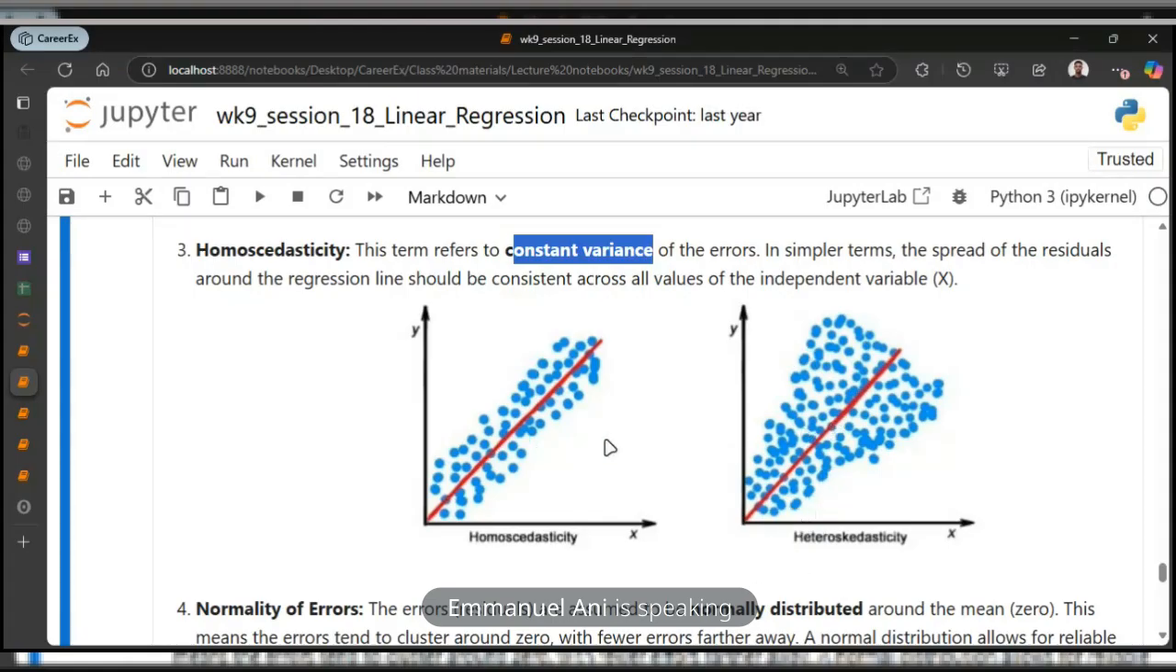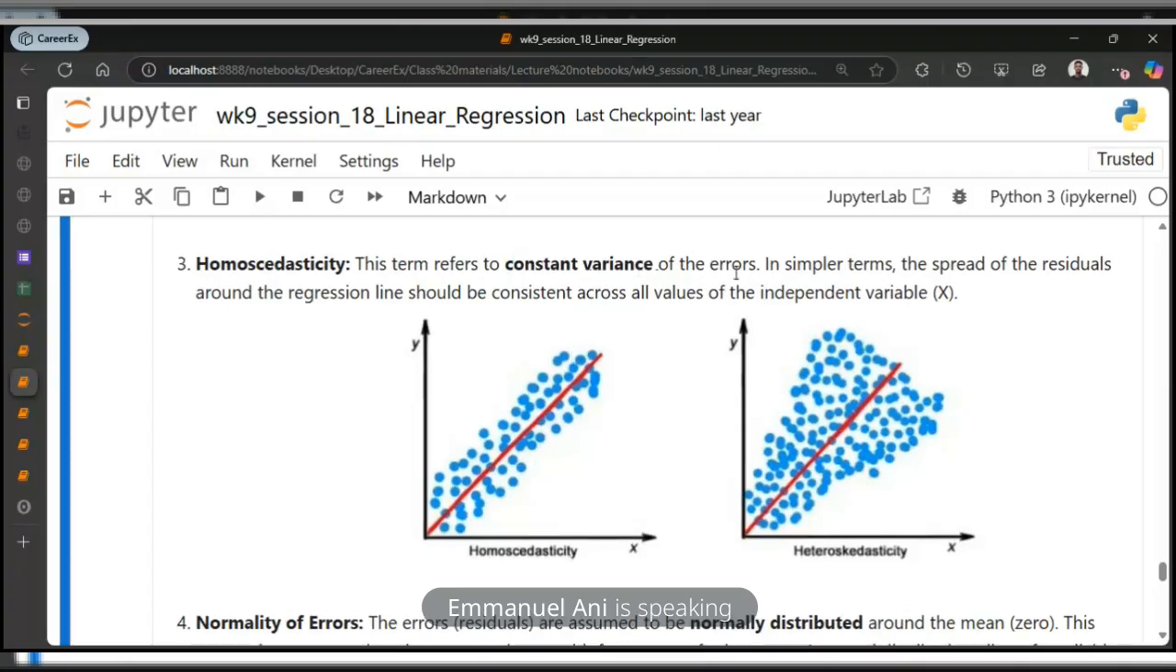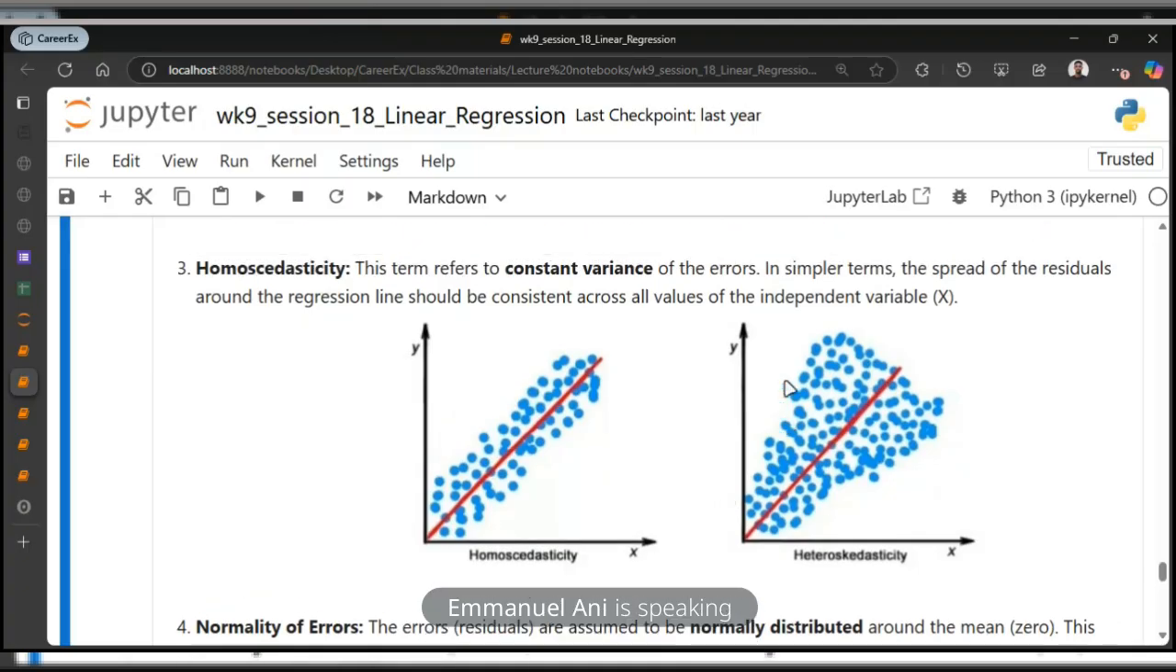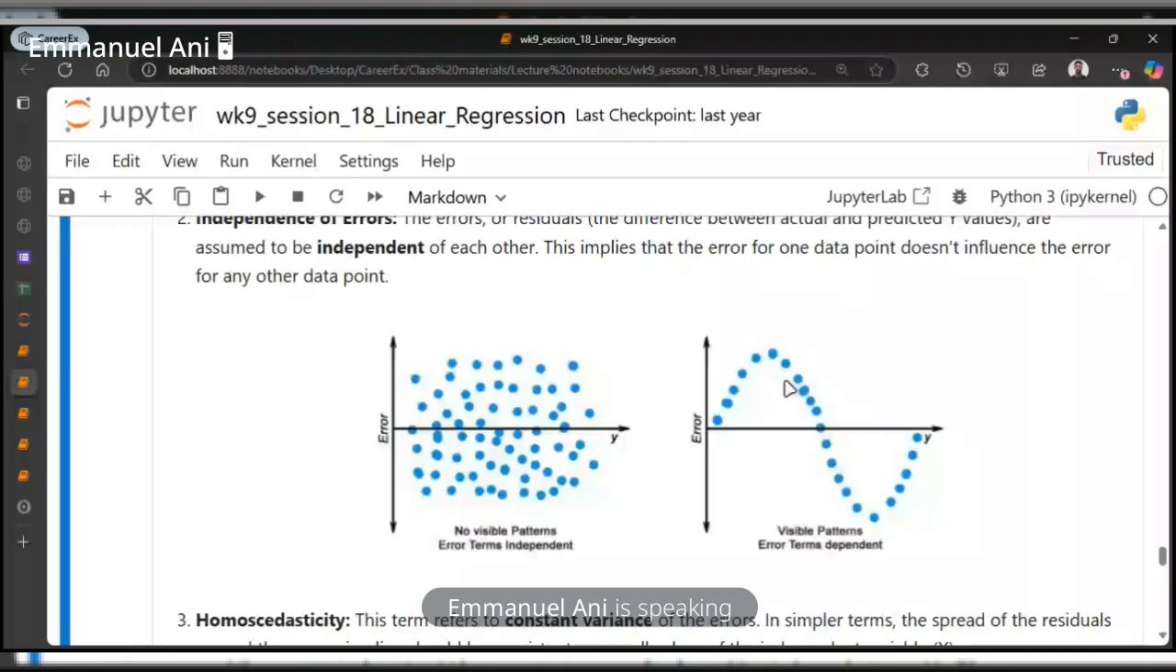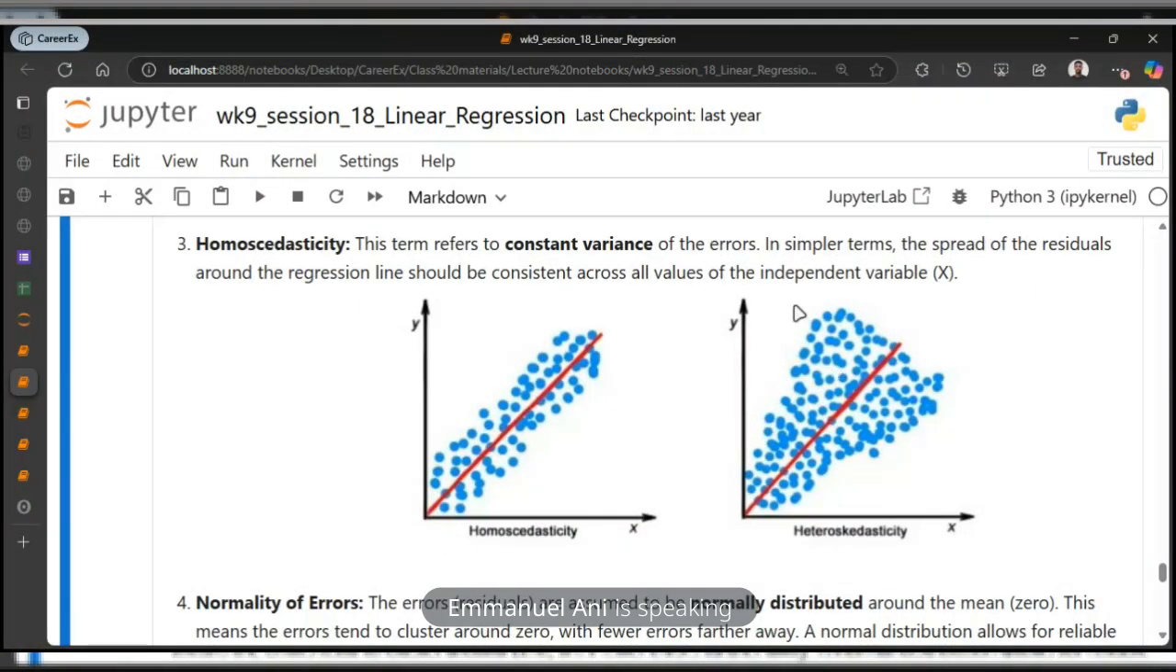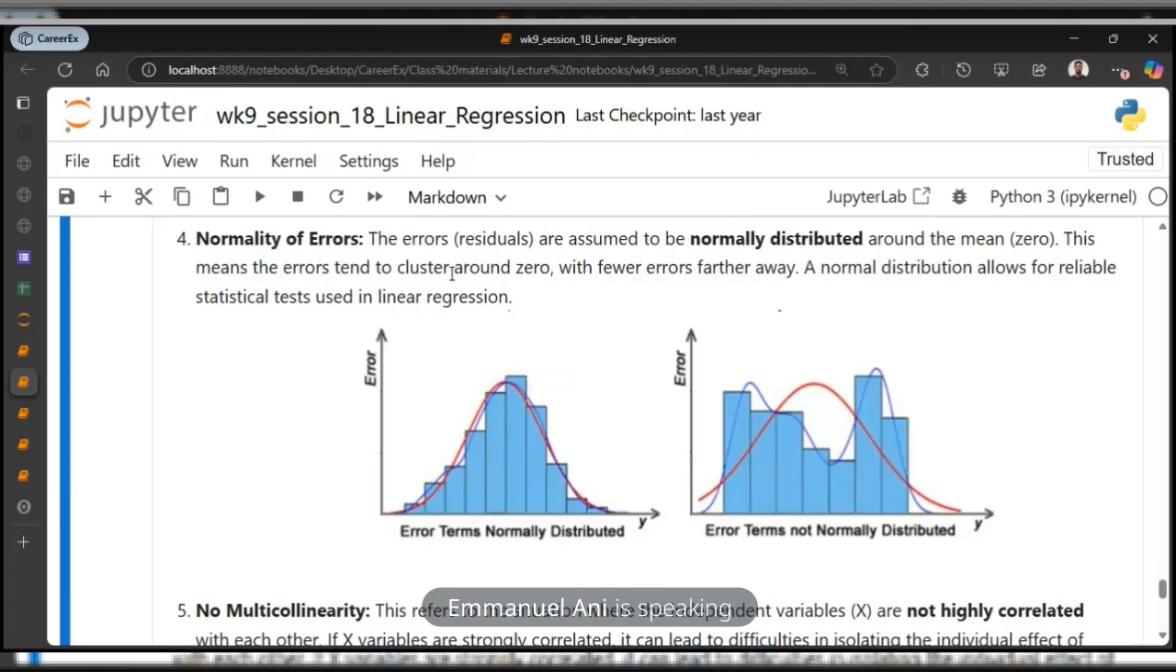So in your data set, the variance of the errors has to be constant to meet one of the assumptions of linear regression, which is homoscedasticity. And if it doesn't, then you are going to have to look at another algorithm. So we've looked at three of them: linear relationship, independence of errors, homoscedasticity, and then we're going to look at normality of errors. All these things are focused on error.